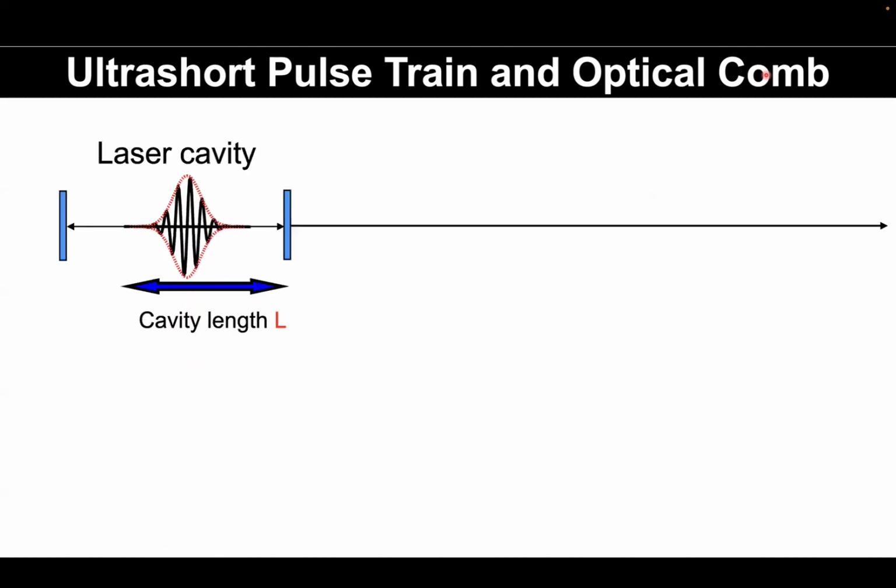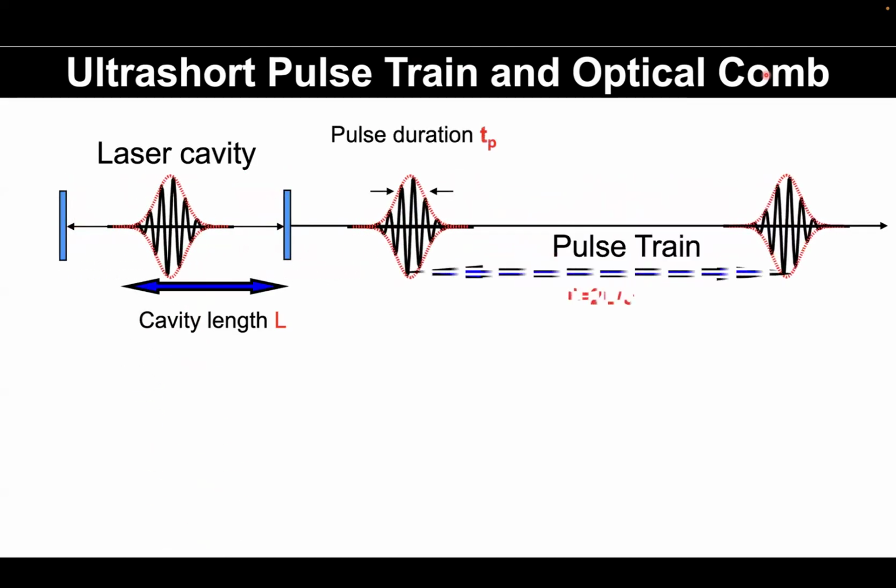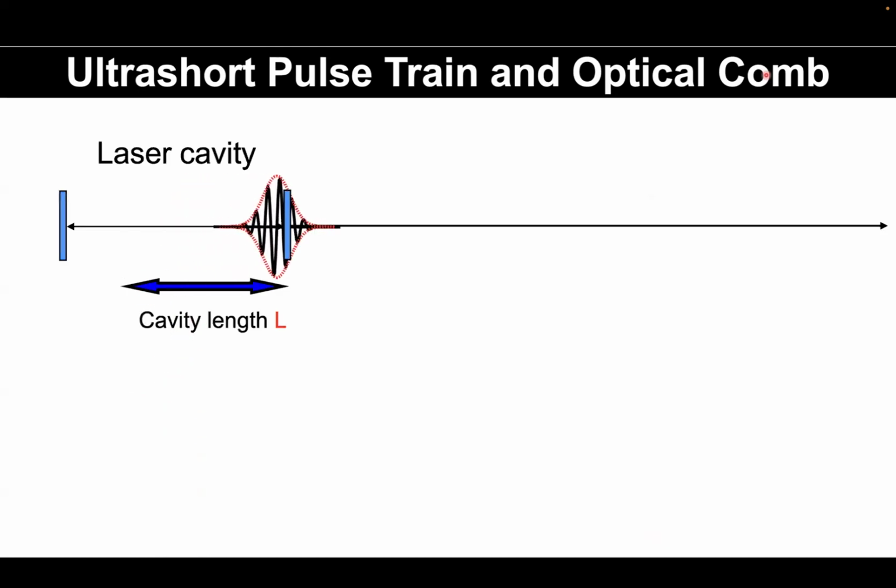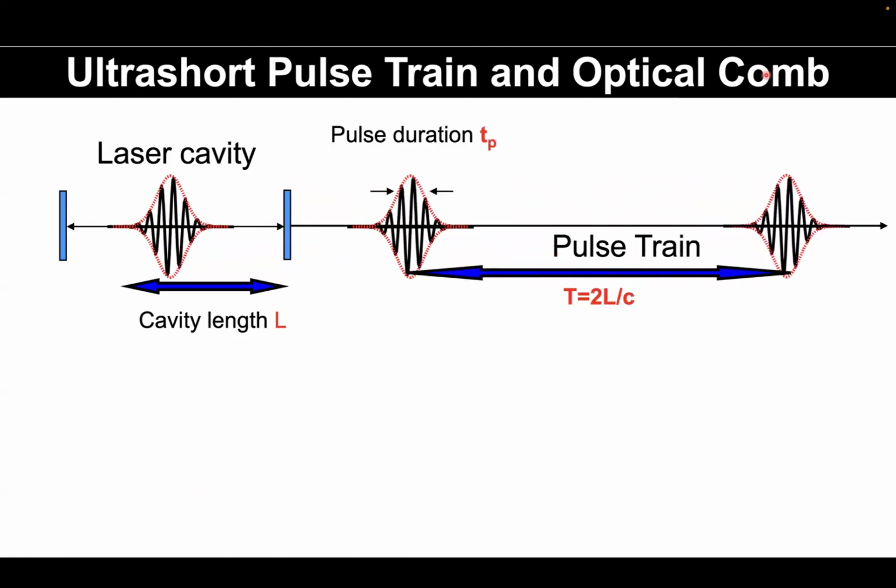Let me explain the relationship between the ultra-short pulse train and the optical comb. Inside the laser cavity, an ultra-short pulse goes back and forth. Each time it completes one round trip, one pulse leaks out. This forms a train of ultra-short pulses. If the cavity length is L, the pulse period T is given by these equations.